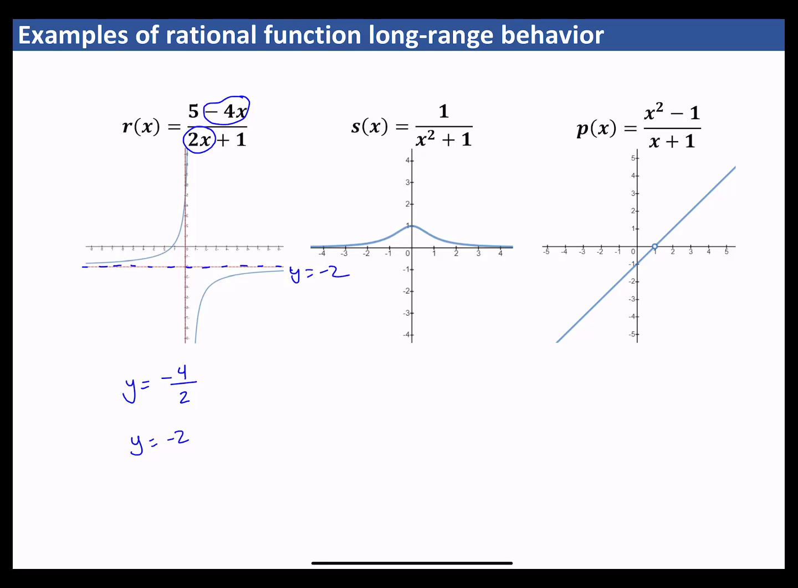The function s of x has a greater degree in the denominator. The denominator is degree 2, the numerator is degree 0. So as a result, since the numerator has a smaller degree, we see there's a horizontal asymptote at y equals 0. And lastly, the function p of x has a greater degree in the numerator than it does in the denominator. So the numerator is growing faster than the denominator as x increases without bound. And as a result, we see that p of x does not have a horizontal asymptote.